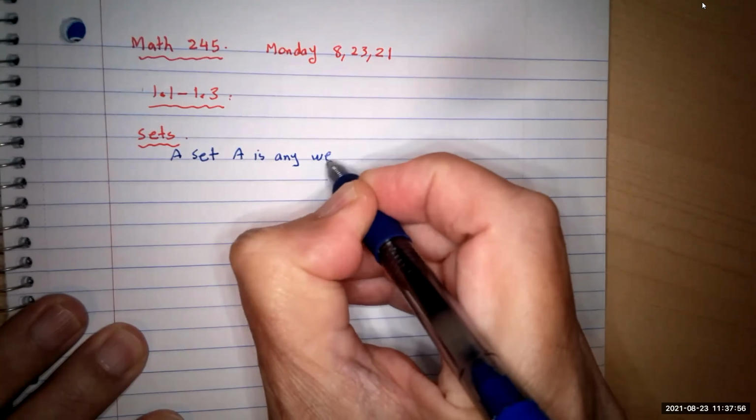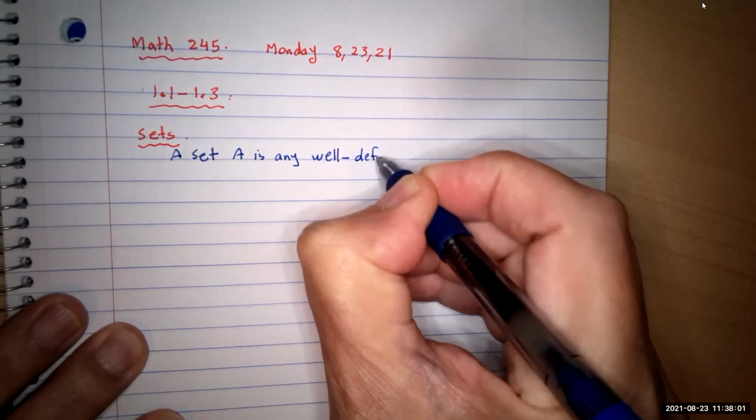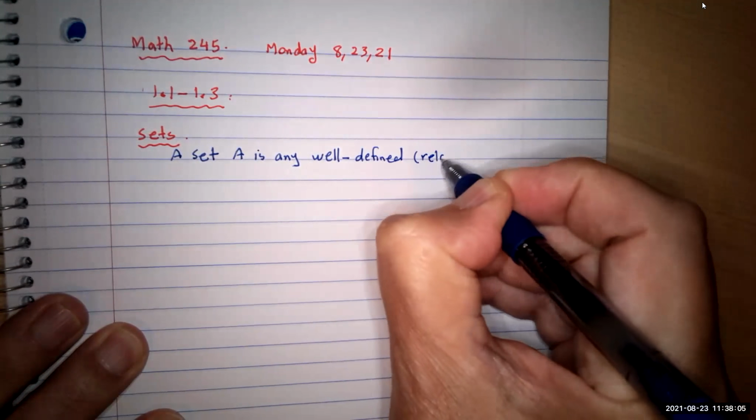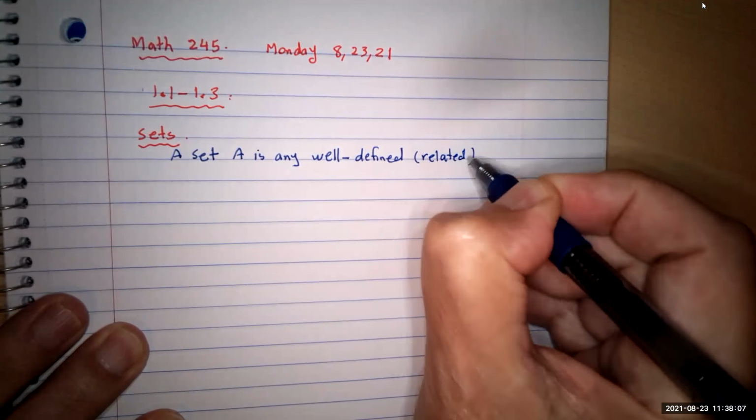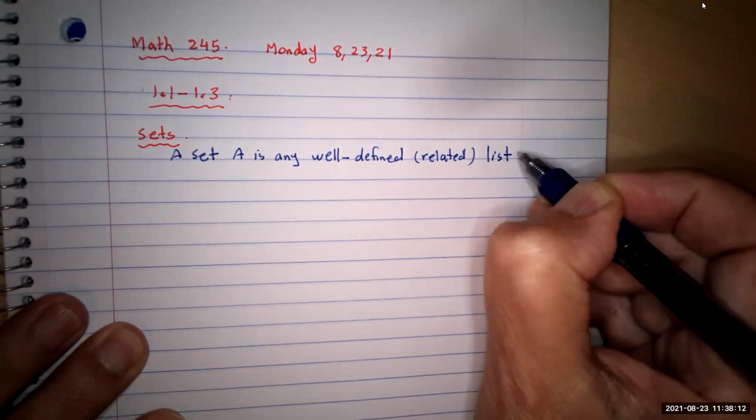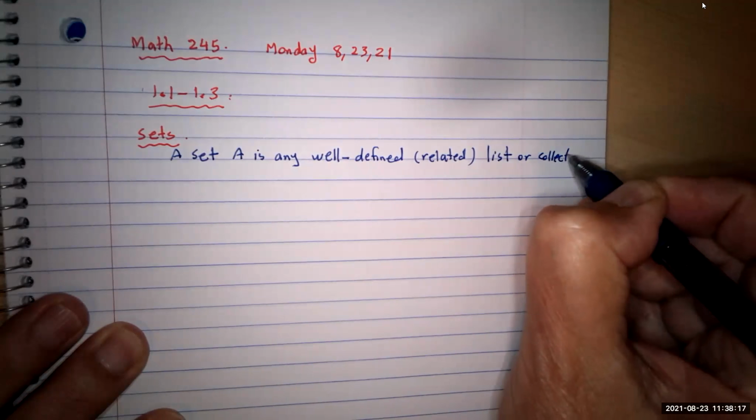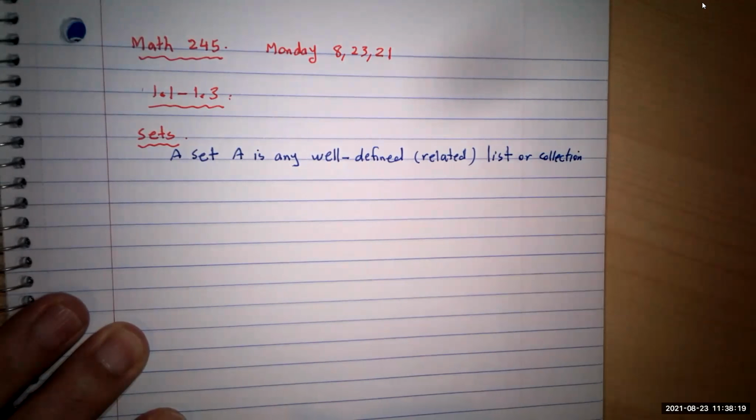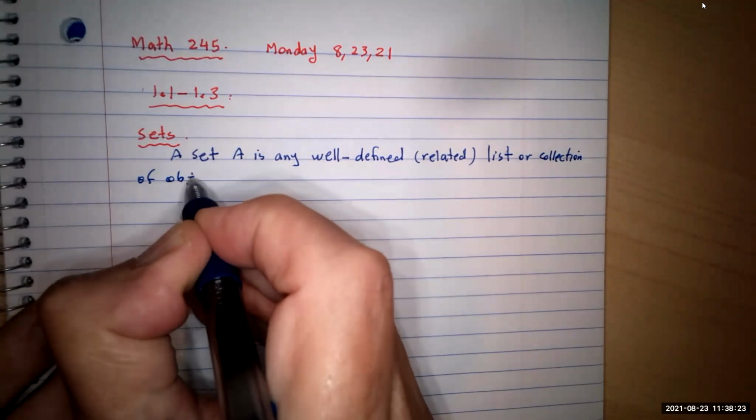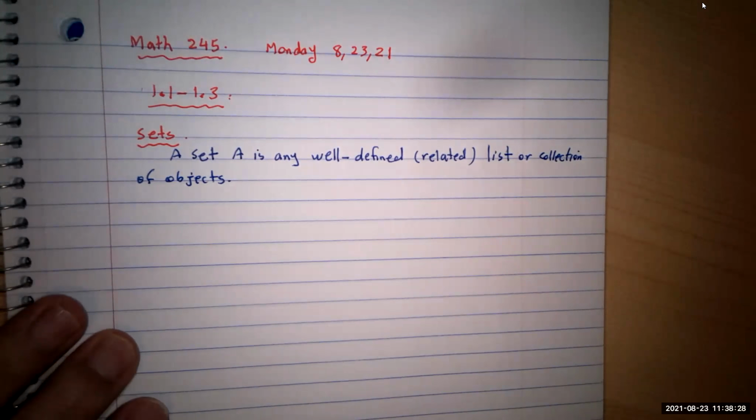A set is any well-defined or related list or collection of objects. These objects can be human or can be things, if you like. So that's going to be the definition of a set.